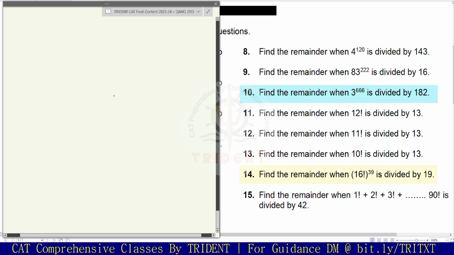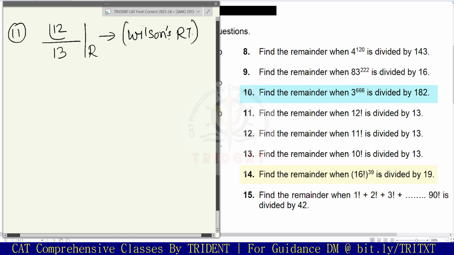Okay, the first question: 12 factorial divided by 13, find the remainder. Now this is Wilson's remainder theorem. For those of you who have gone through the concept classes, you know what Wilson's remainder theorem is. If you don't know, basically there are 3 cases of Wilson's remainder theorem, so you just need to understand which case has been provided to you.